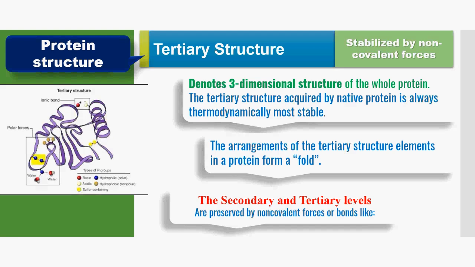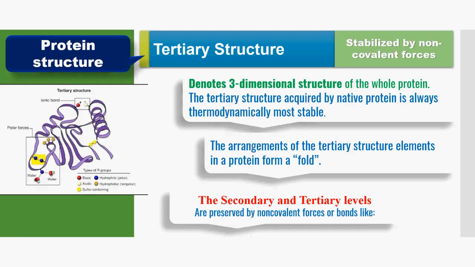So the three-dimensional structure is denoted by the tertiary structure of the protein, where the combination of some alpha helices and beta sheets can have some other bonds holding them to make it more stable and to have the thermodynamically most stable structural configuration of the protein.